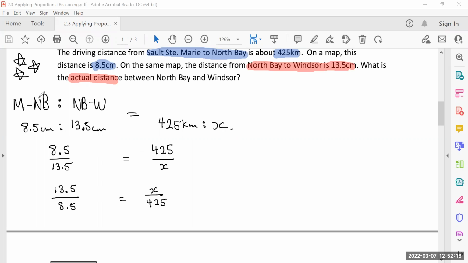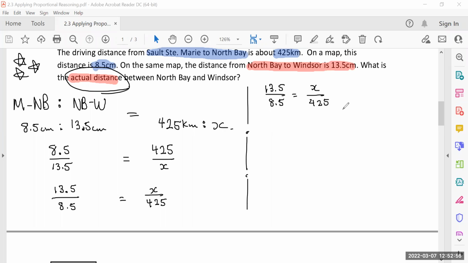It's only a matter of, do I write Sault Ste. Marie first to North Bay? Sorry, Sault Ste. Marie to Windsor, or do you write Windsor to Sault Ste. Marie? I guess it's Sault Ste. Marie. Right? So let's do it. I'm going to show the work now. So we have 13.5 to 8.5 is equal to x over 425. I want x all alone because that's what the question is asking for. What's the opposite of division by 425?